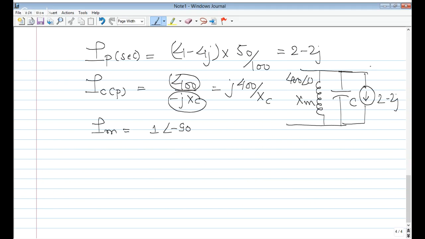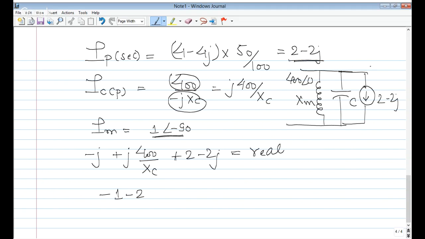Then what about the secondary current? It is 2 minus 2j. Now we know that it should have a power factor of unity, that is, if you add all the currents, minus j, that is magnetizing current, plus j 400 by xc, then plus 2 minus 2j, this should be purely real. Why? Because when current is real, the power factor should be unity. So we have to equate the imaginary part to 0.